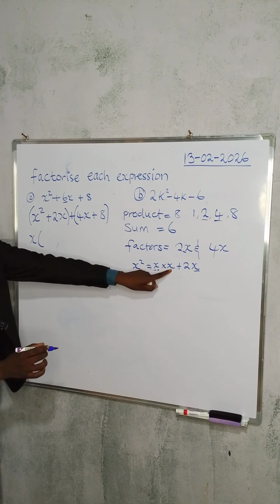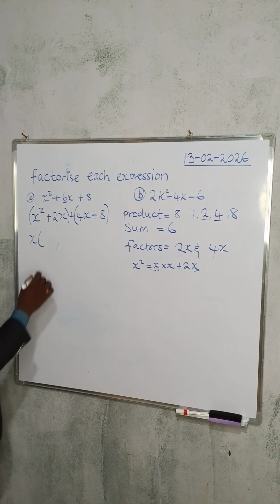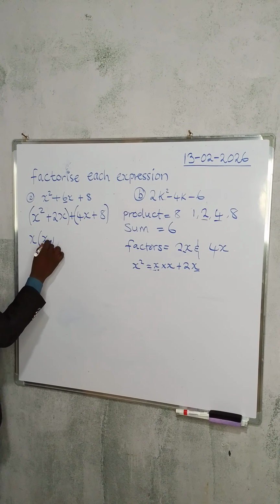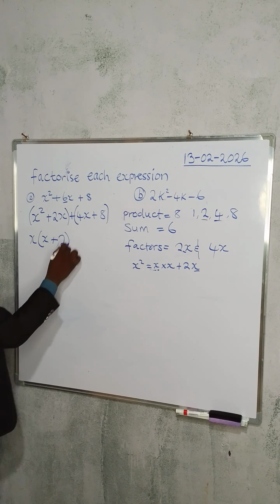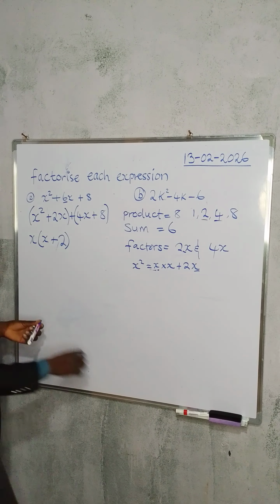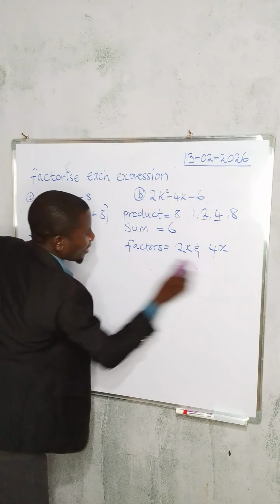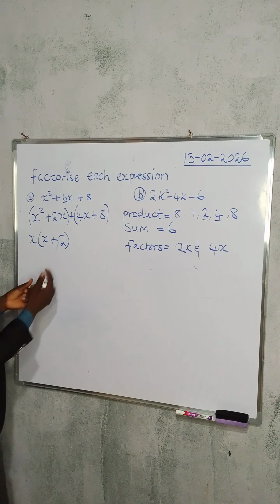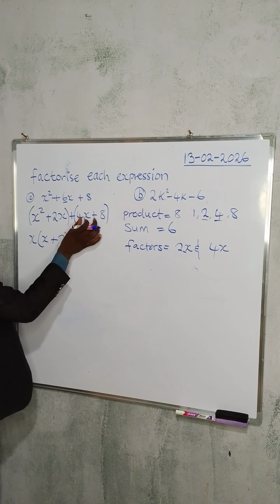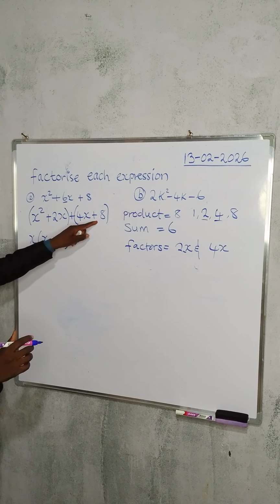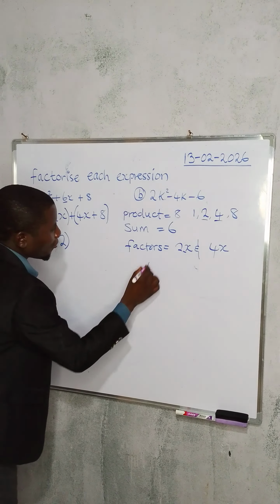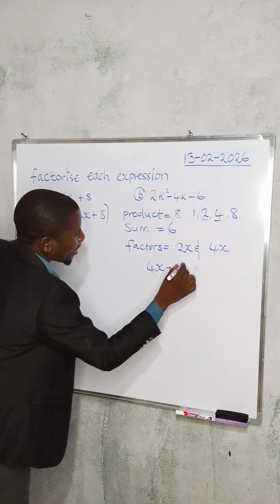So what has remained there? It's x. So we're going to write x plus what has remained there? It's 2. So we are done with this part. Let's move on to the next part. So here we have two terms, 4x plus 8. We are also going to factor out that part there. So here you have 4x plus 8.